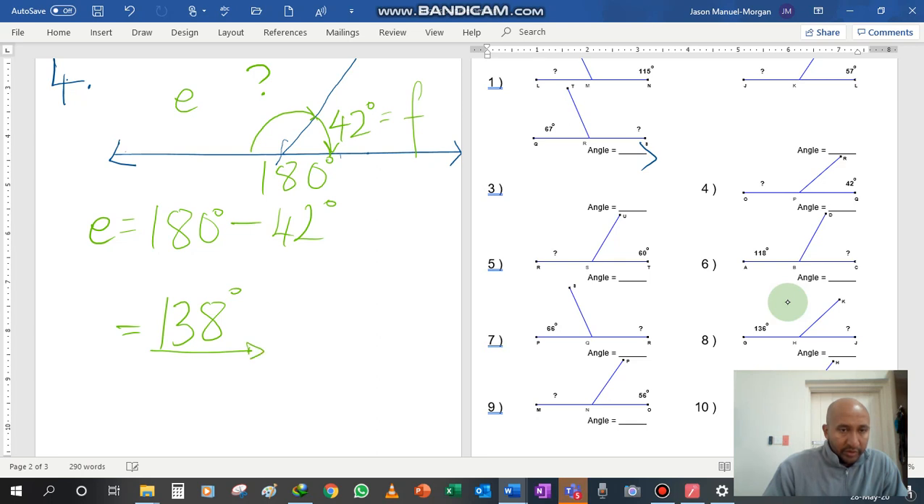Don't forget to underline your answer. That's it, complementary and supplementary angles. Go ahead and do the worksheets, and I will send through the answer sheets at the end of the day. And please do self-mark, be honest, and we shall pick this up again tomorrow.